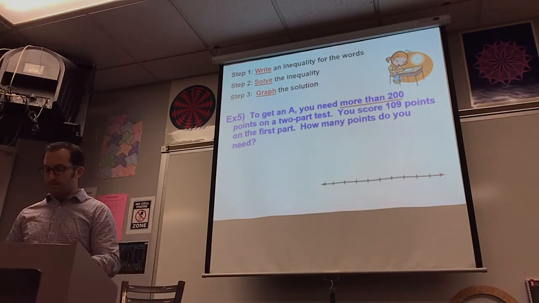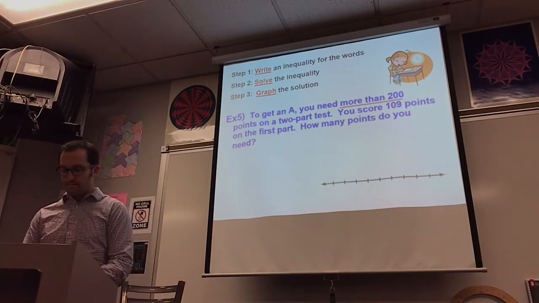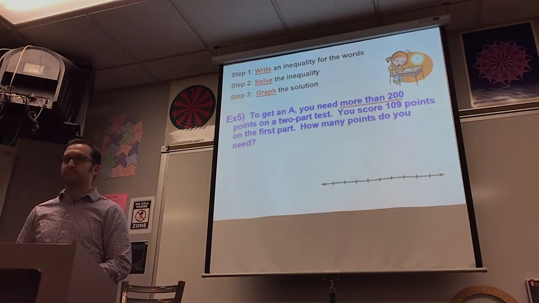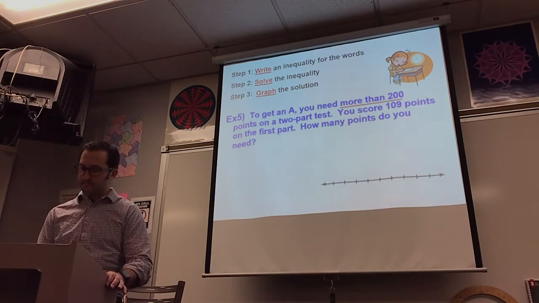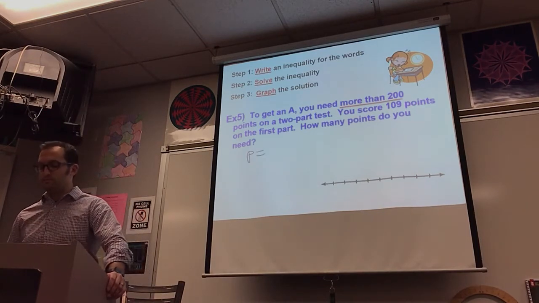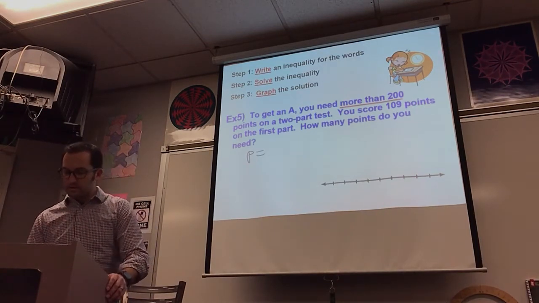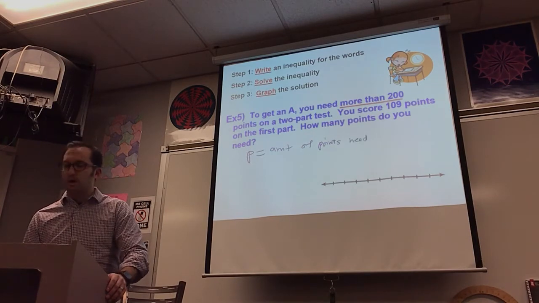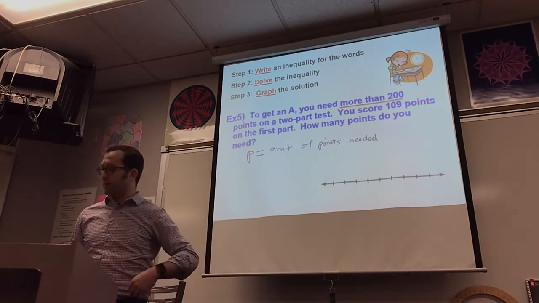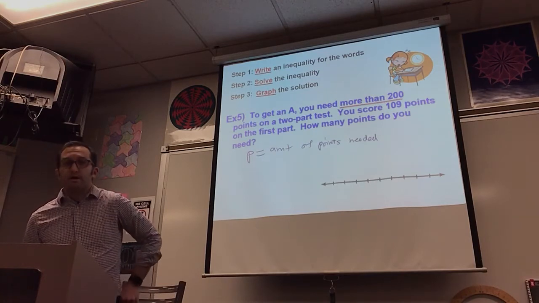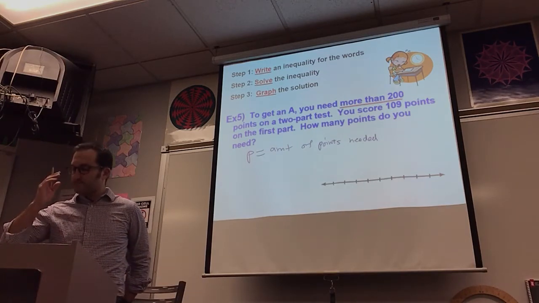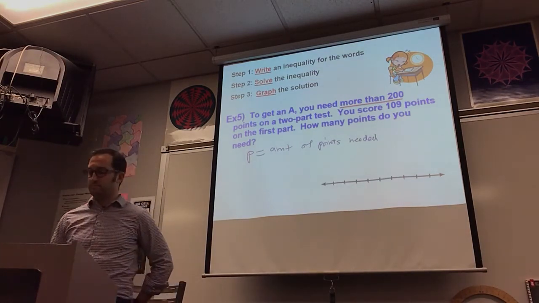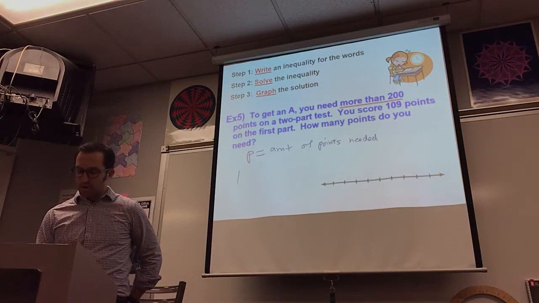So, what's our variable going to be? P. Sure, why not? P is going to stand for the number of points, the amount of points needed, like on the second part, right? Let's write our inequality. So how many points do we already have? 109. Good, so we start off with 109.